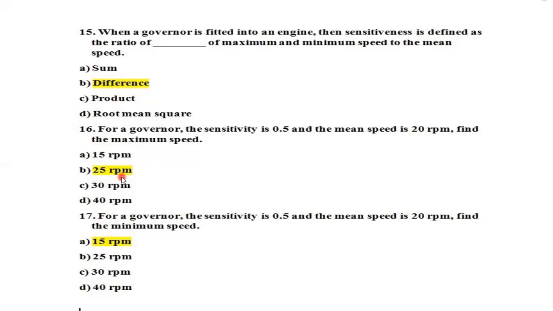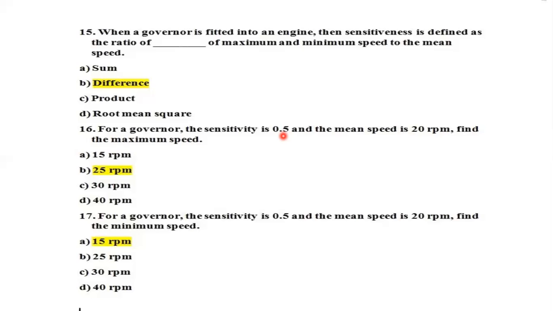And next is a problem. Here we are having the sensitivity to be 0.5. The mean speed they gave as 20 RPM. We need to calculate the maximum speed. So mean speed is equal to N1 plus N2 divided by 2, and mean speed is 20. So you will be getting an equation like N1 plus N2 is equal to 40.